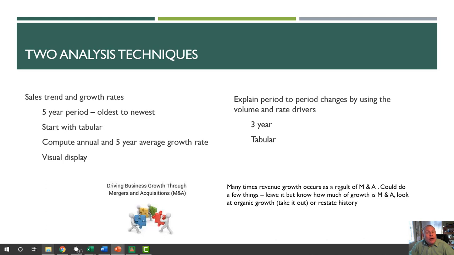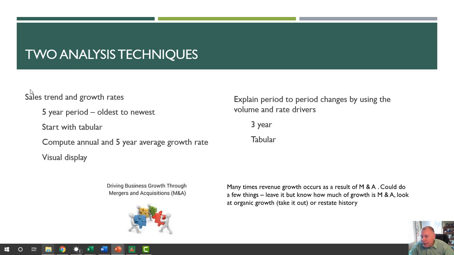So we could do a couple of things. One, we could leave it in and then just comment on it in the analytics when we explain it. We could look at organic growth, in other words, take it out and see what organic growth is and then layer that in. Or we could restate history to bring in the companies as if they had been together for 5 years to see the real growth rate. Sometimes that's possible, other times it's not. But we need to be aware of that.